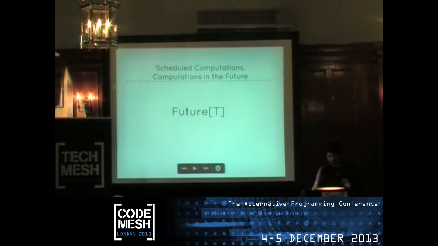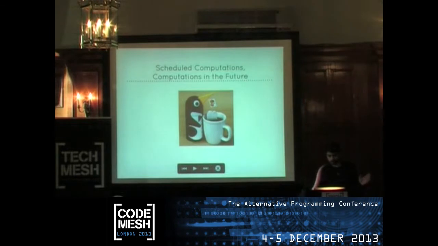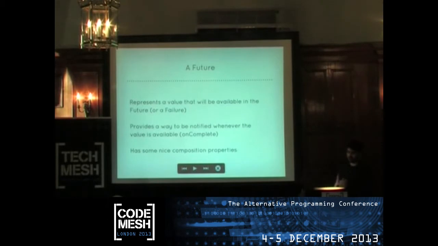Okay, but that's not all. So basically, a future of t is a t that is happening in the future, scheduled on a different machine, whatever it is. Now, a future represents a value that will be available in the future, or maybe a failure. You will have both aspects of that, and it provides a way to be notified whenever this happens. Some kind of callback mechanism, but that's not interesting.